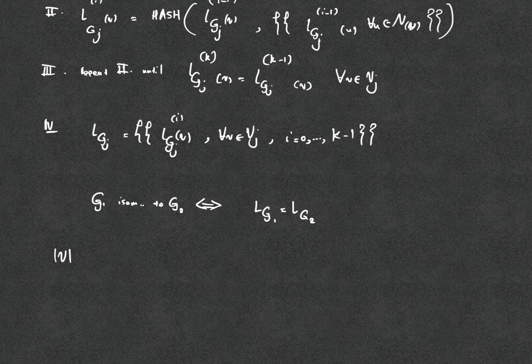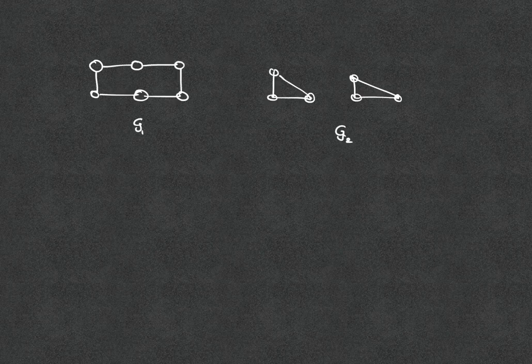However, even though this test is mostly successful, there are cases in which it fails. And one example of this is this cycle. So this is G1 and this is G2. This is one of the cases where, if you run the WL algorithm, or 1-WL algorithm, it is going to fail.